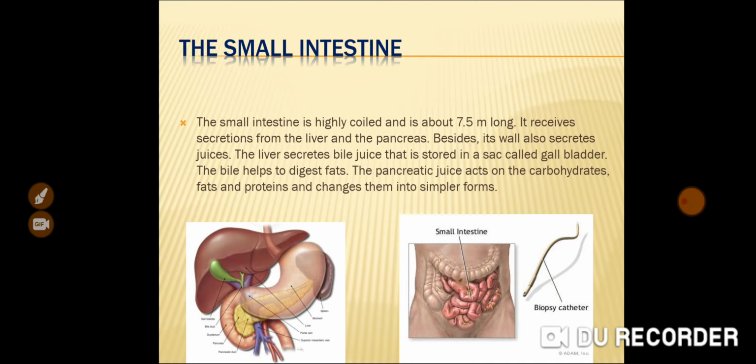Now, the small intestine. The small intestine is highly coiled and about 7.5 meters long. It receives secretions from the liver and the pancreas. Besides, its walls also secrete juices. The small intestine is called small because the width of its pipe is smaller than that of the large intestine.